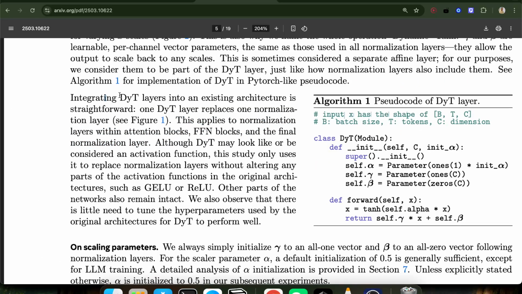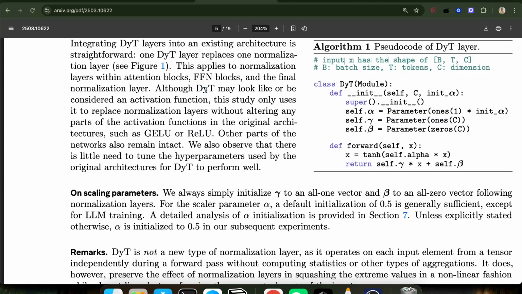Integrating dynamic tanh is pretty straightforward. One dynamic tanh layer replaces one normalization layer in attention blocks, FFN blocks, and the final normalization layer. So dynamic tanh, or DyT, as they call it, may look like an activation function, but they just replace normalization layers. They don't touch GELU and ReLU activation functions at all.